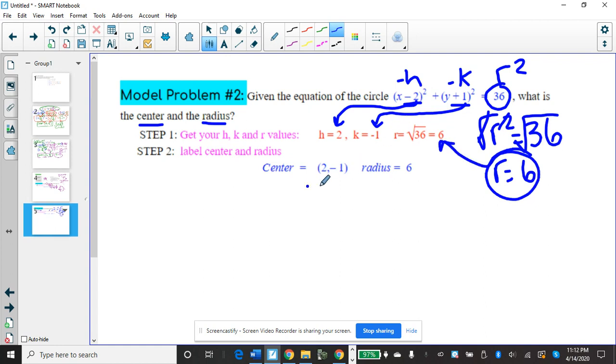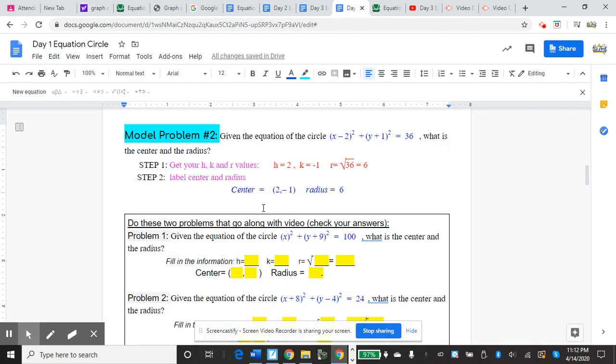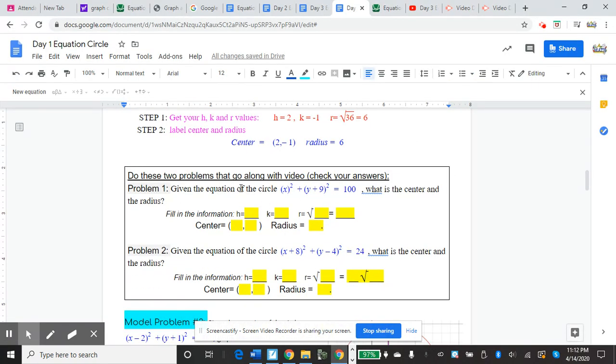If I ask you the center and I ask you the radius, you're looking at those numbers, switching the signs, and getting 36. What I want you to do now is go to the Google document and try these problems. So pause the video, try it, and then press play.